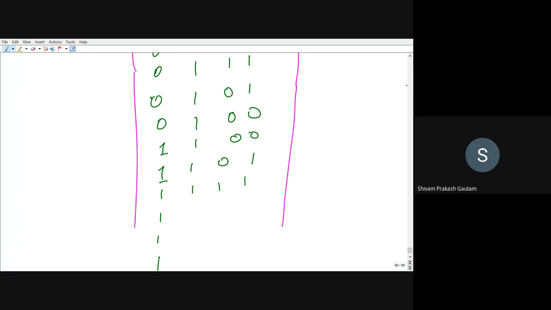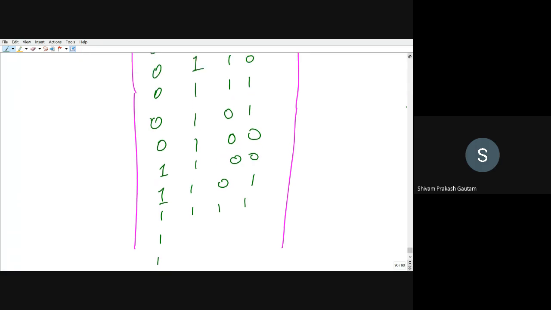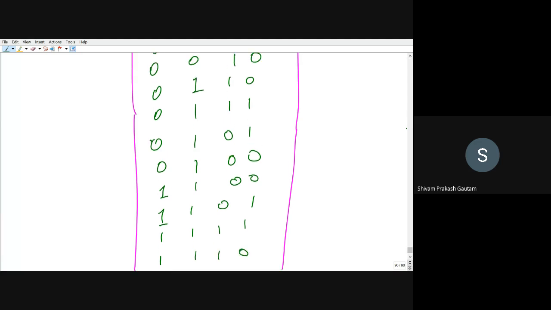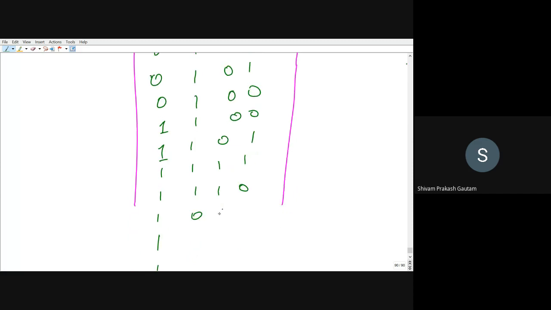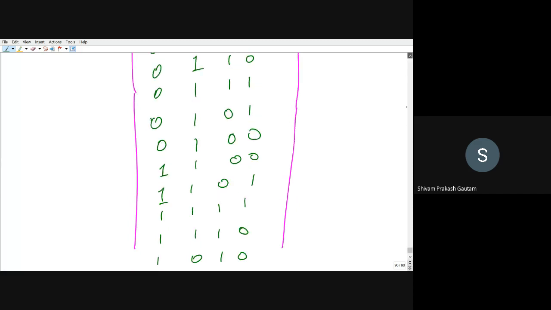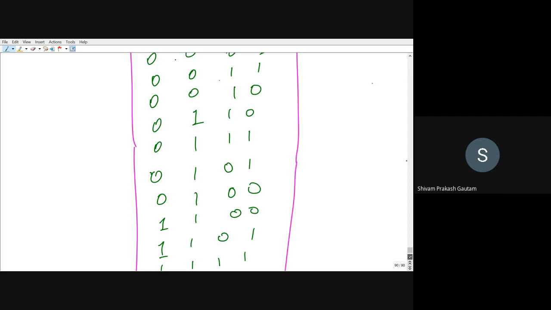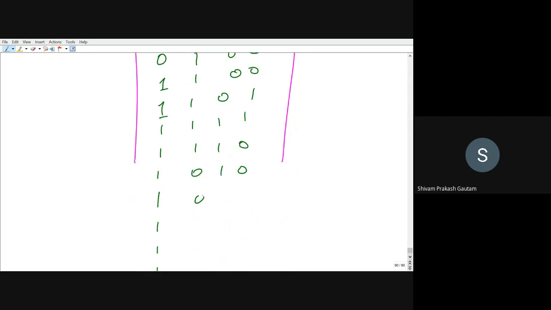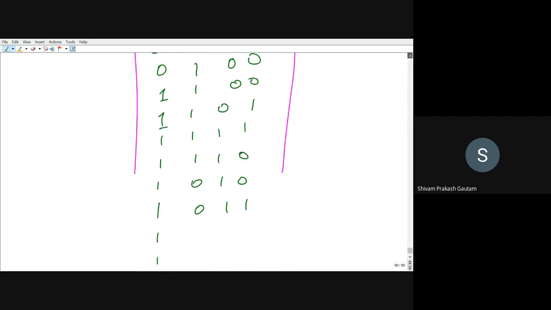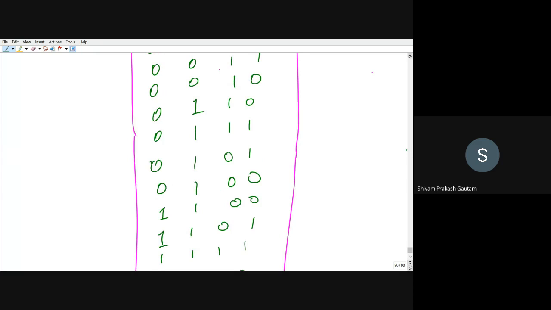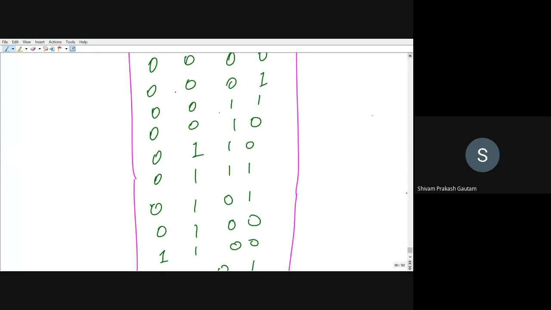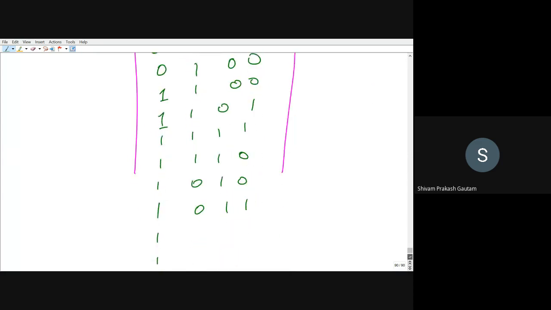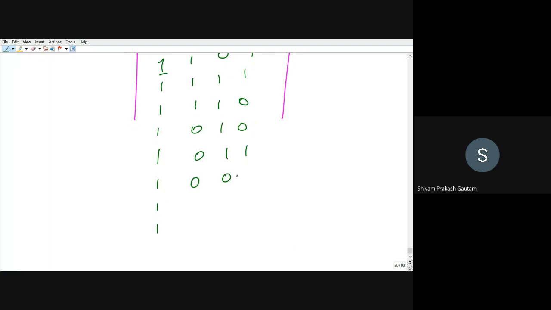Then we will be having 1 1 0 1 1 0 1 0 1 0. So 0 1 0. Then we are having 0 1 1, 0 1 1. Then we are having 0 0 1 and 0 0 0.